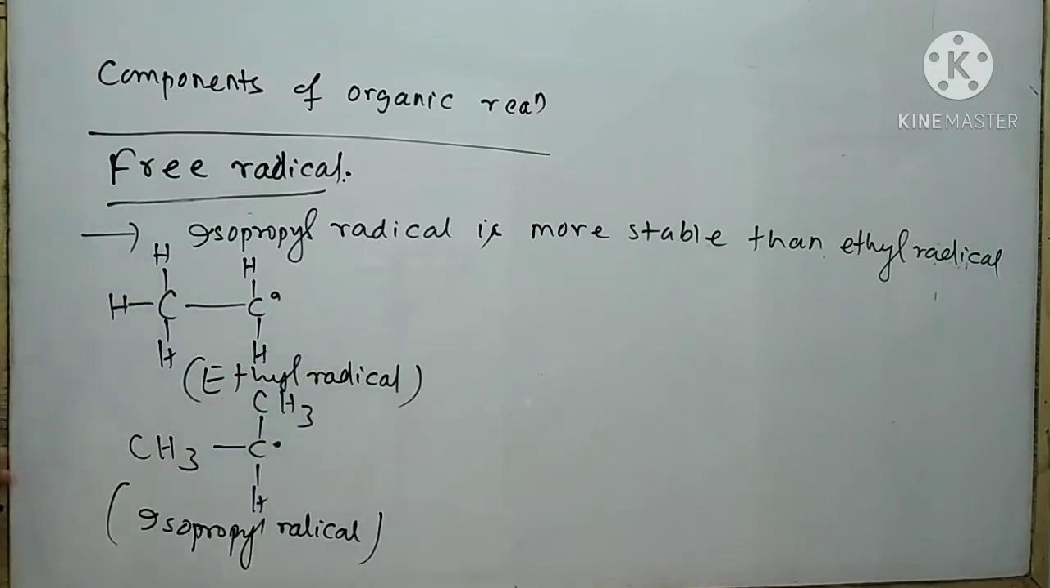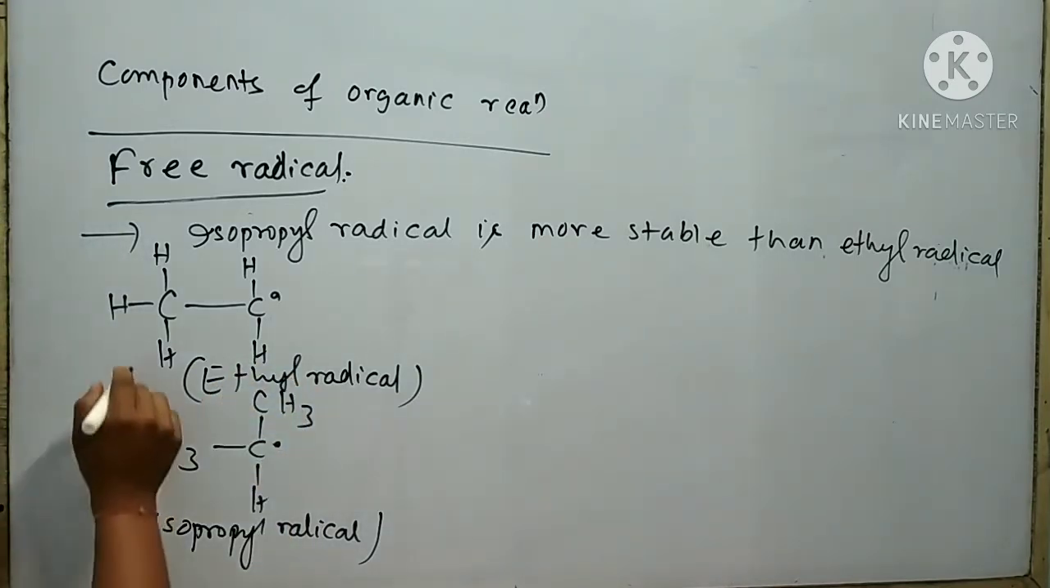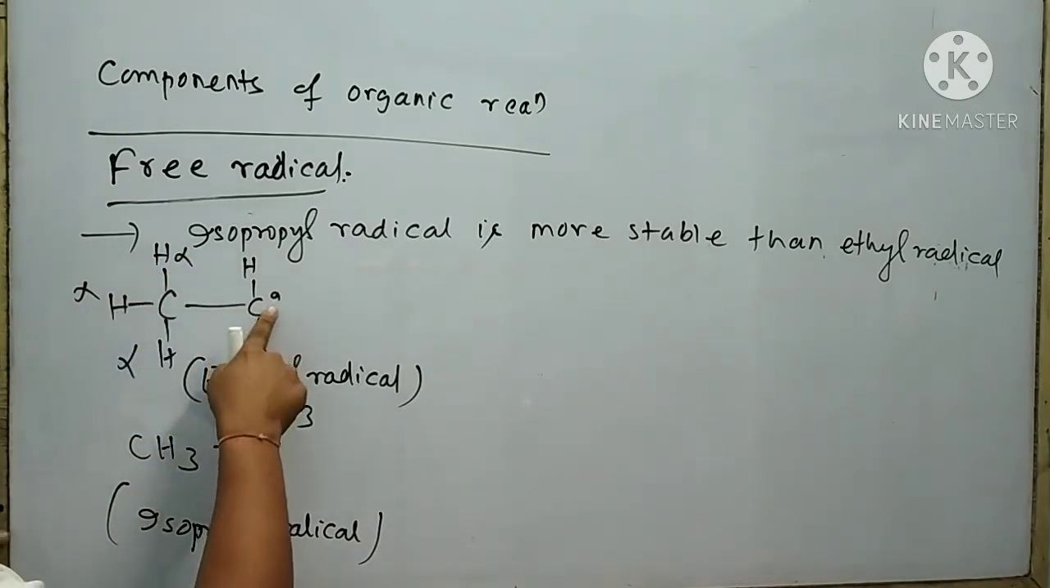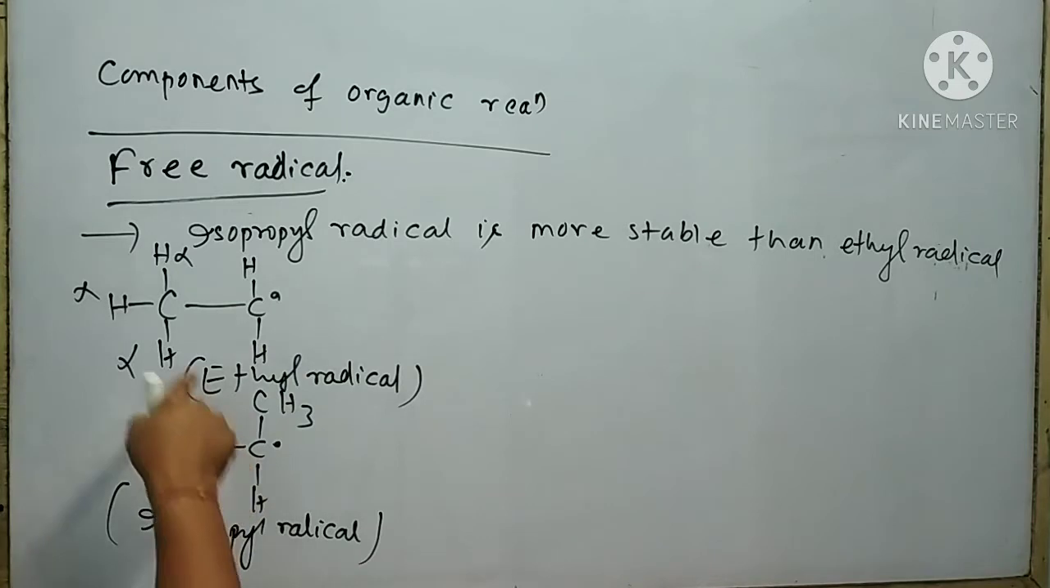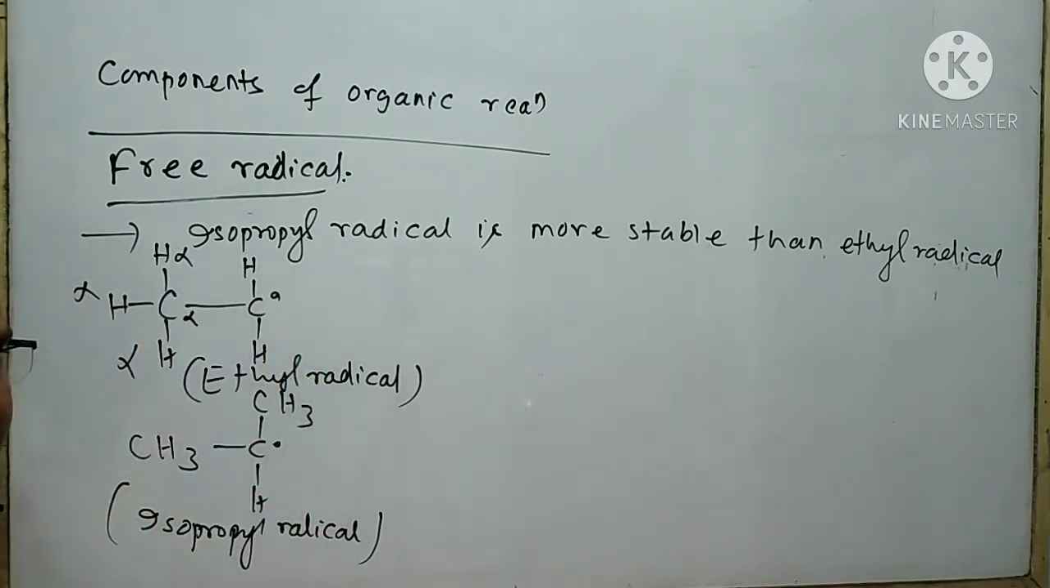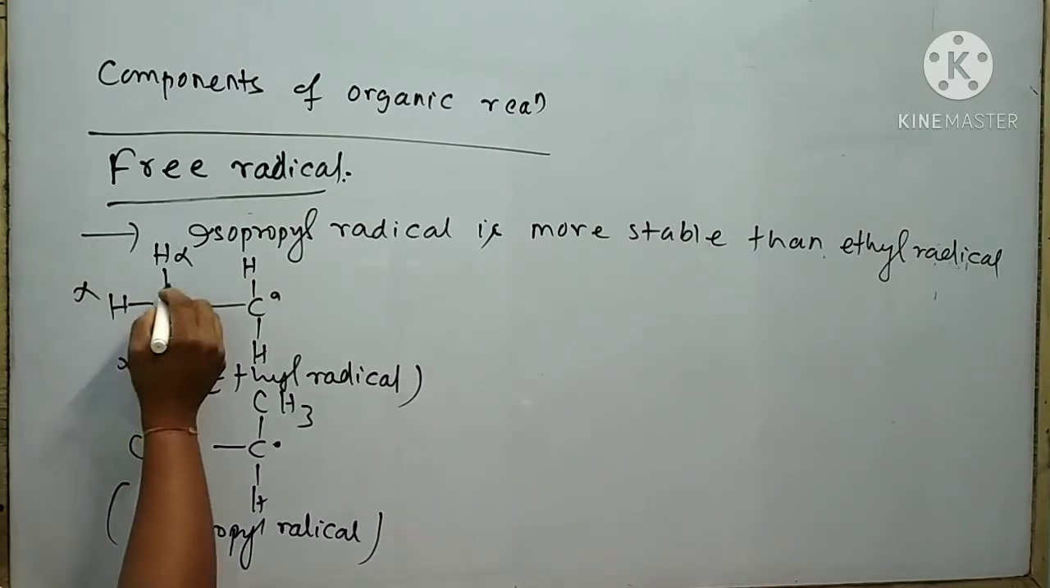Look at that. In case of ethyl radical, there are 3 alpha hydrogens present with respect to this free radical. With respect to this free radical, this is the alpha carbon, and this alpha carbon having 3 hydrogens, those hydrogens are said to be alpha hydrogens. So in this case, 3 hyperconjugated structures will be possible. I can draw the hyperconjugated structure like this.